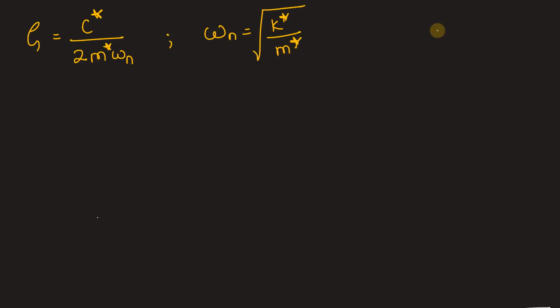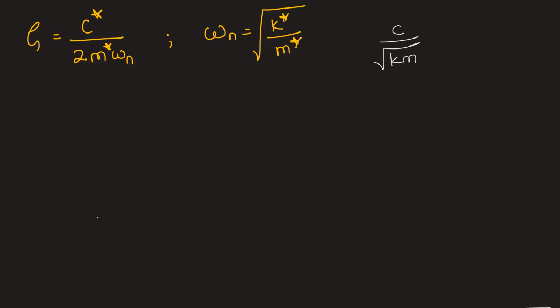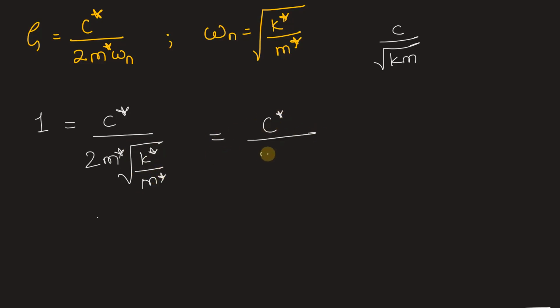If you want to try, you can pause the video and try to substitute omega n and then find out the C upon root Km ratio for the critically damped system. Notice that it is a critically damped system. Put the value of zeta accordingly. So moving ahead with the solution, putting 1 is equal to C star upon 2m star omega n. Omega n is root over k star upon m star, so this is equal to c star upon 2 root m star root k star over root m star. We can cancel one of the root m star and we get 2 root k star m star.